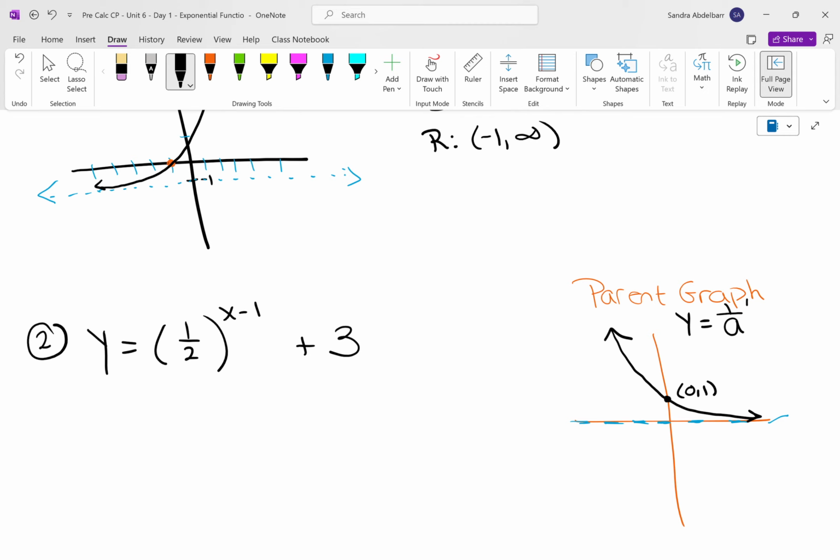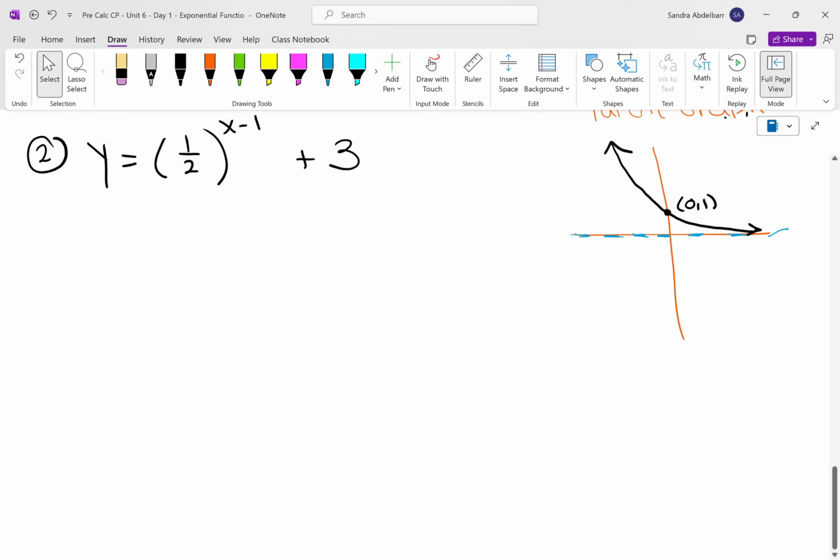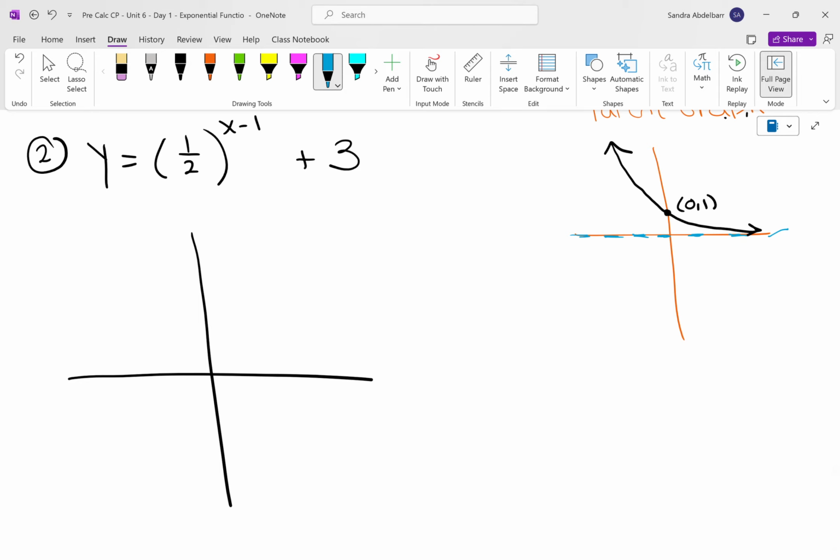And we are now shifting. I'm taking that key point, and it's x minus 1. So am I shifting it to the right or to the left? To the right, because it's minus. So we're going to take that key point and shift it 1 unit to the right, and then how many units up or down? 3 up, perfect. So we are going 1 unit to the right, 3 up.